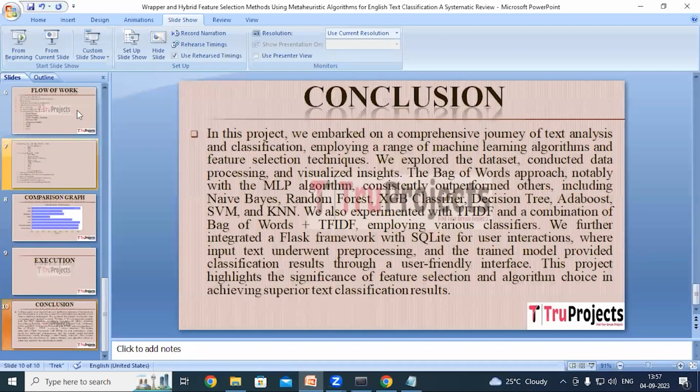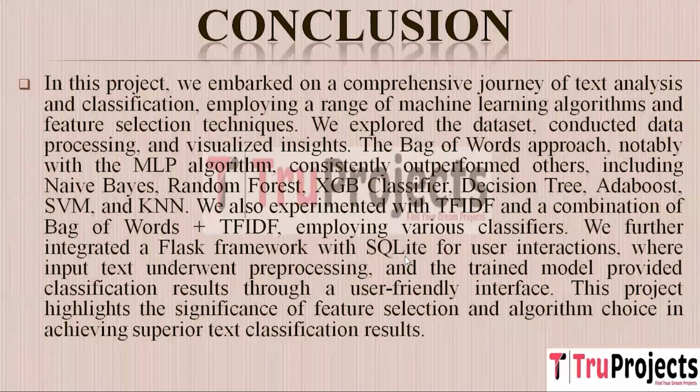And the conclusion here is, this project focused on text analysis and classification using various machine learning algorithms and feature selection techniques. The bag of words approach with the MLP algorithm consistently outperformed other methods like naive Bayes, random forest, XGBoost classifier, decision tree, AdaBoost, SVM, and KNN. The project also explored TF-IDF and a combination of bag of words with TF-IDF. A Flask framework with SQLite was integrated for user interaction, highlighting the importance of feature selection and algorithm choice in achieving superior text classification results.